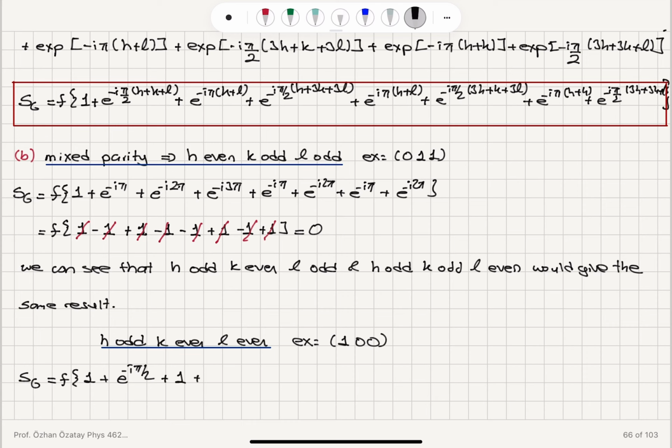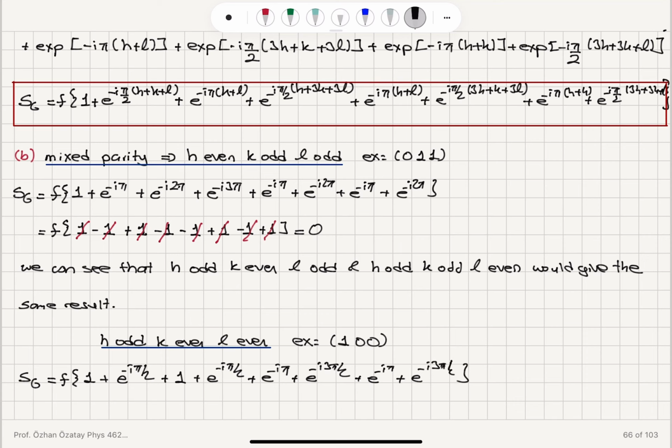And if we continue, the next term is e to the minus i pi over 2. The next term is e to the minus i pi. Then we have e to the minus i 3 pi over 2. Then we have e to the minus i pi. And then we have e to the minus i 3 pi over 2. So let's check this last one to make sure. The last one is 3H, that is 3. The other ones are 0, e to the minus i 3 pi over 2. So you can see this result here.